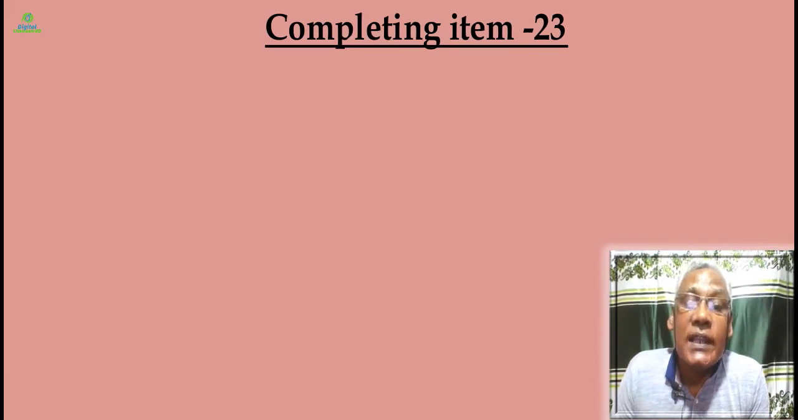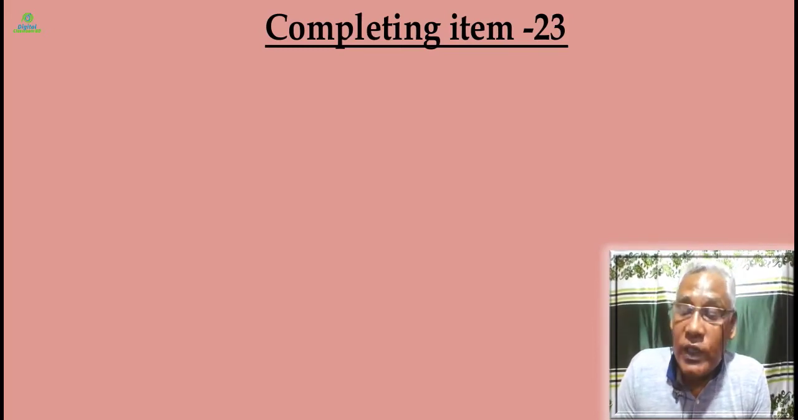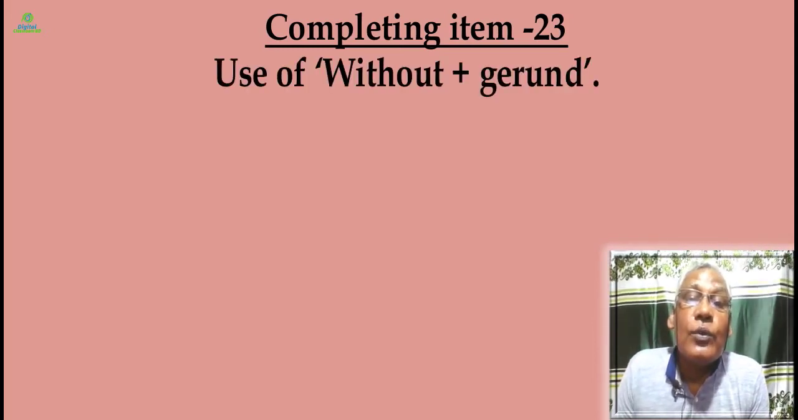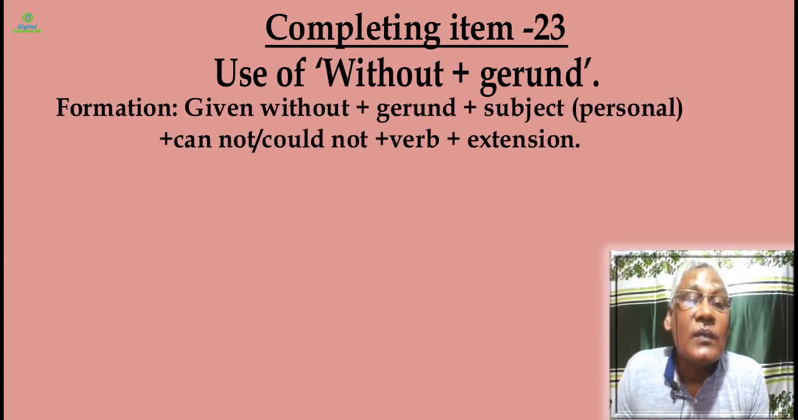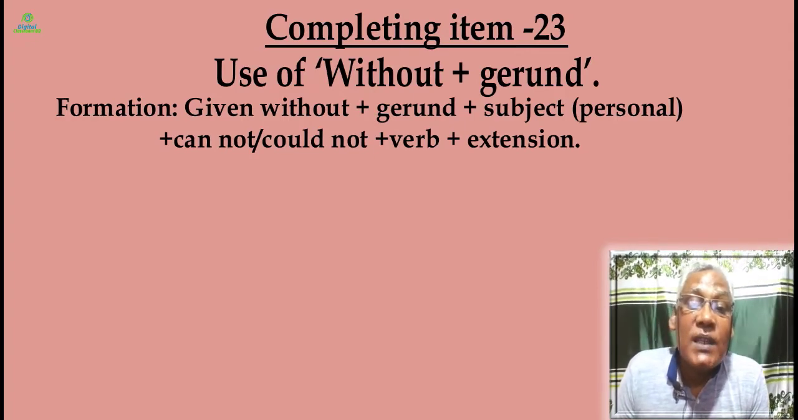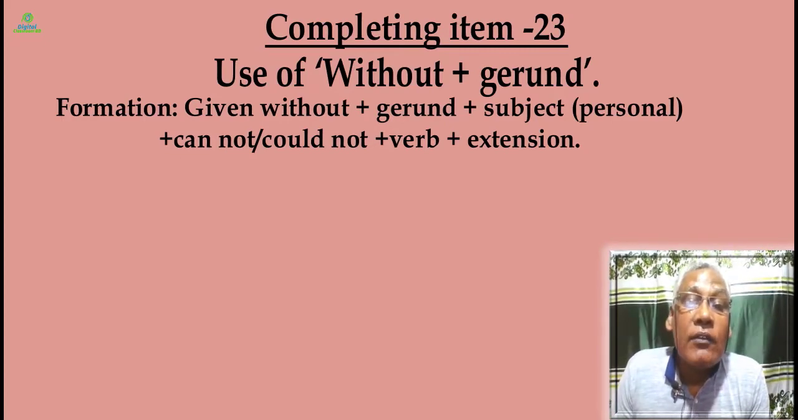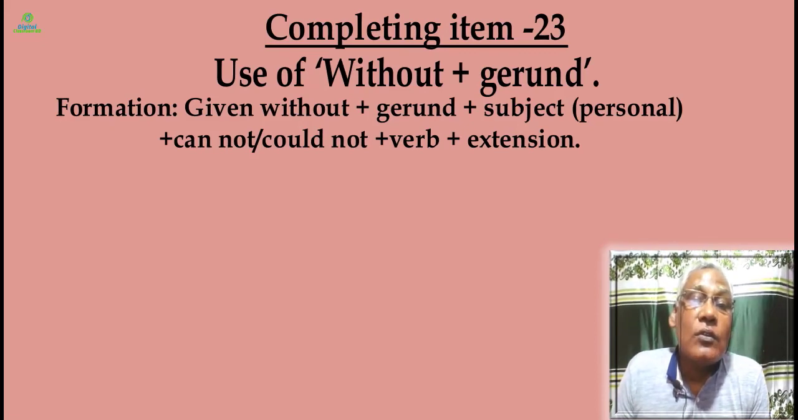Completing item 23. Use of without plus gerund. And the formation is given: without plus gerund plus subject, that means personal, plus cannot or could not plus verb plus extension. So please keep it in your brain, keep it in your memory, please. Without plus gerund plus subject plus cannot or could not plus verb plus extension.